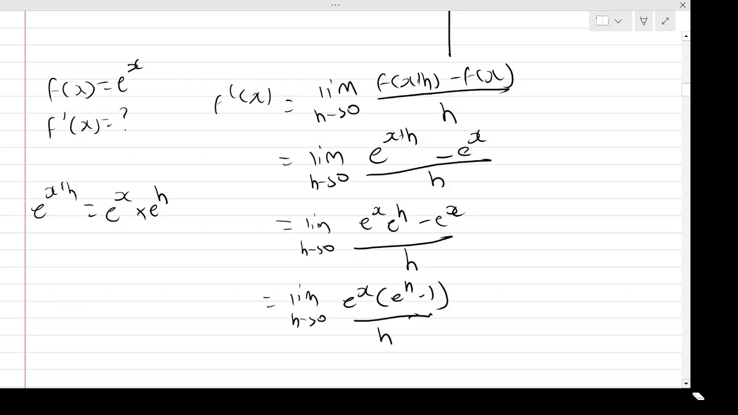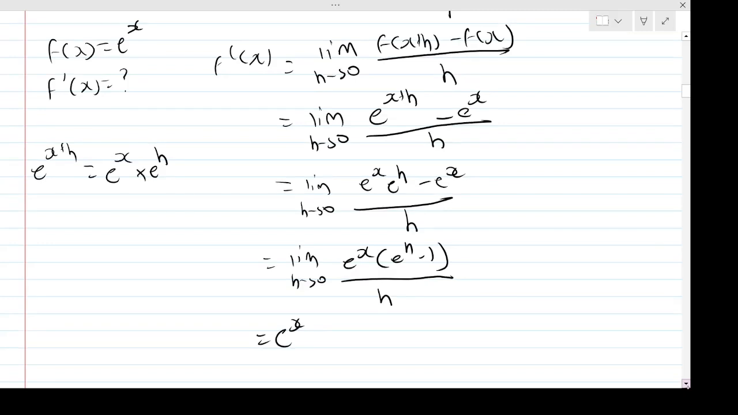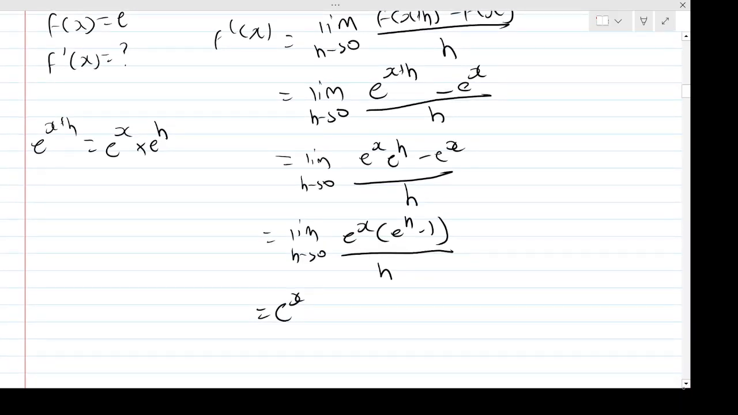And actually at this point, we can take the e to the x out of the limit, because the limit is only dependent on h, because that's what we're considering. e to the x has no involvement with h, so we can actually pull that out. You don't need to worry about that, but we can do that. So e to the x times the limit as h tends to 0 of e to the h minus 1 over h.